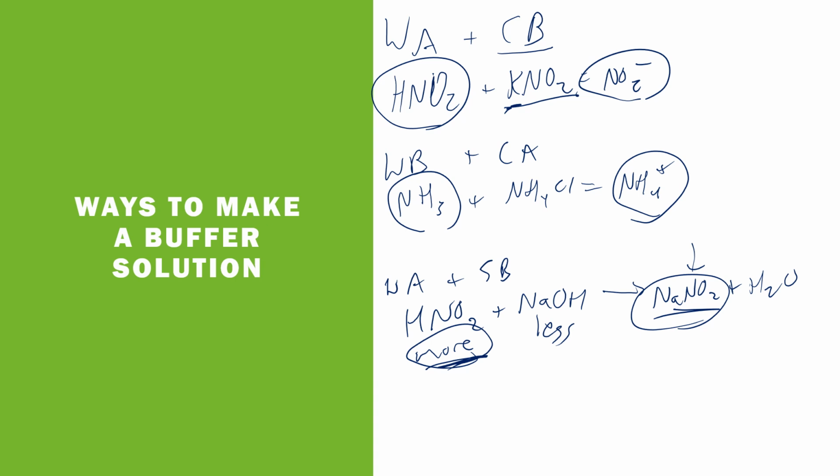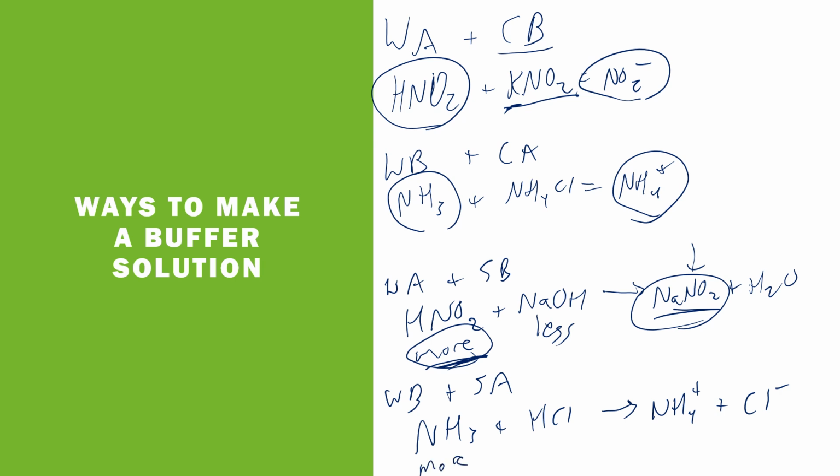Same is true for a weak base. If you have a weak base plus a strong acid, like NH3 and a strong acid like HCl, you can form that NH4 plus and some chloride ions. So you'll have your weak base and your conjugate acid. You just have to make sure that you have more of the weak base and less of the strong acid. Otherwise, you would completely use up the weak base and you wouldn't have a buffer anymore.